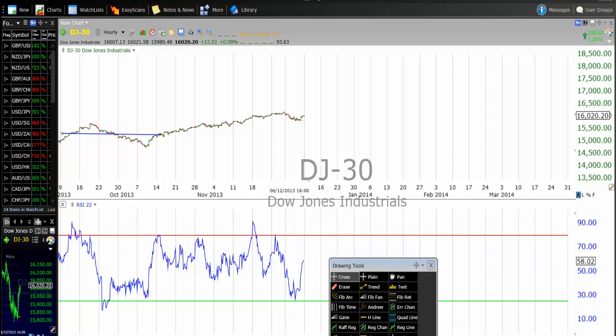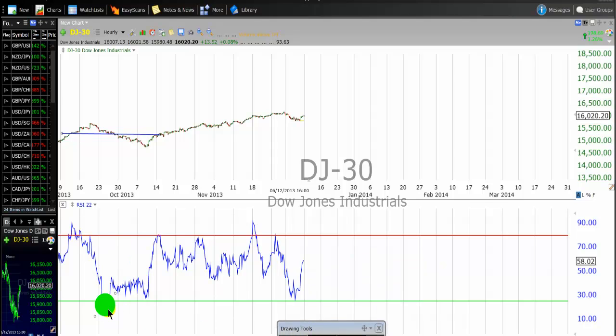When the RSI 22 on the hourly chart is below 25, right here, you can change the setting. Actually, not the setting, it must be RSI 22 on the hourly chart because it's about day trading, but you can change the overbought and oversold level depending on the financial instrument that you are trading. The characteristic of each financial instrument is different, all right?